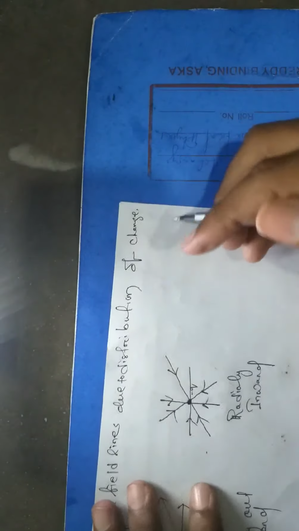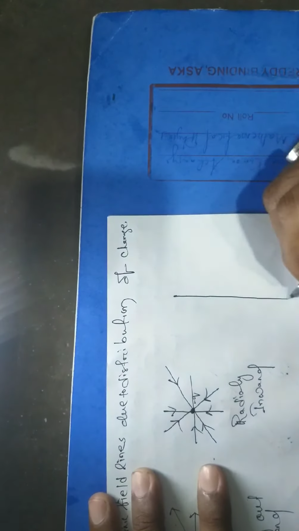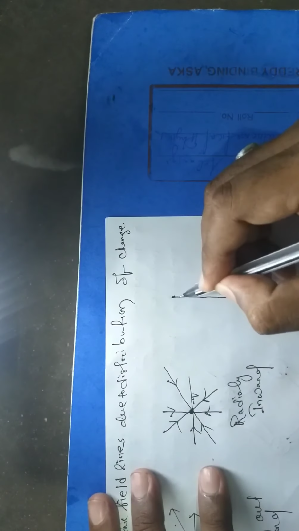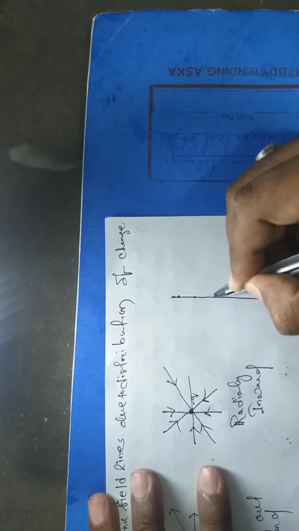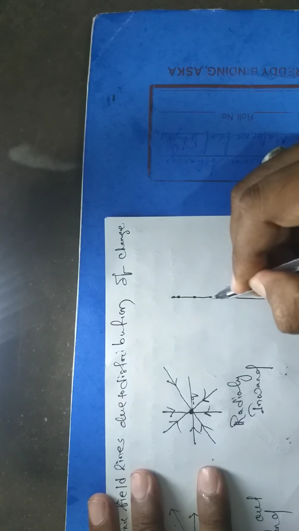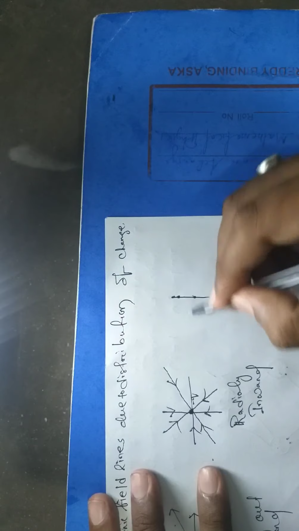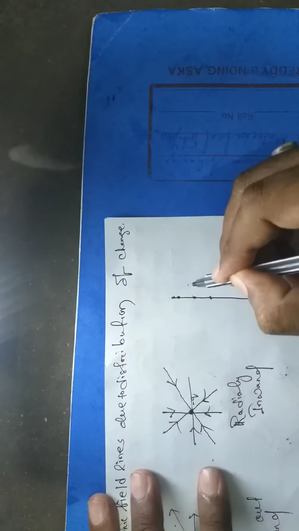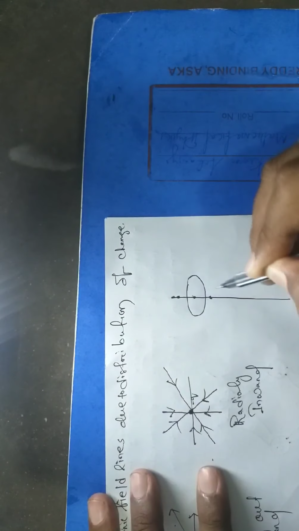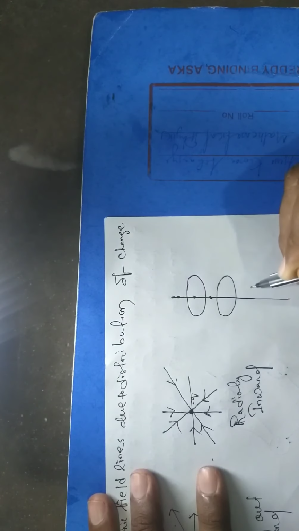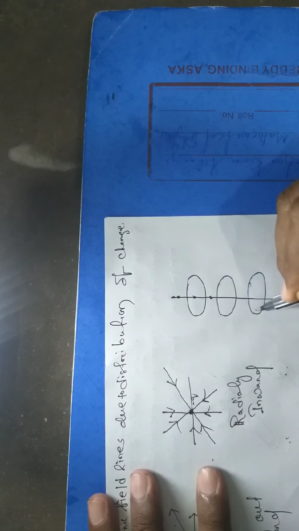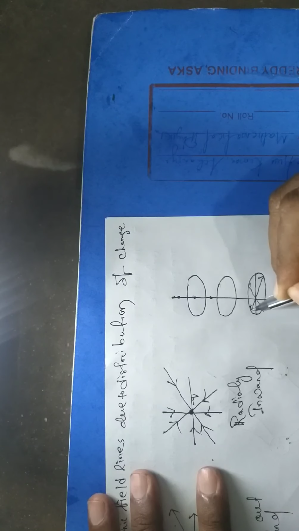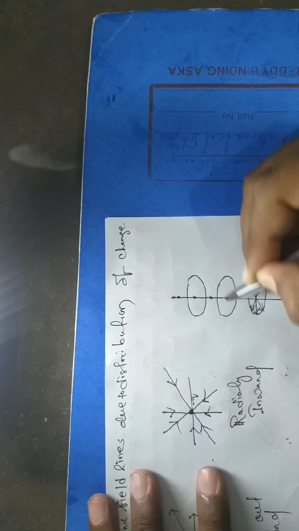Line charge. So this is the line charge. That line charge contains many point charges. These point charges are similar in nature, so they produce lines of force. These lines of force are parallel, like that, and they go radially outward.